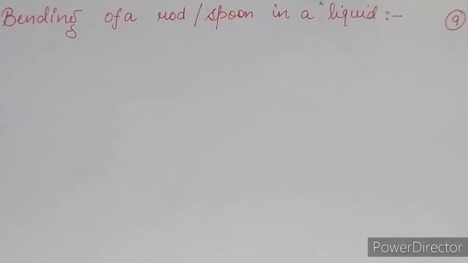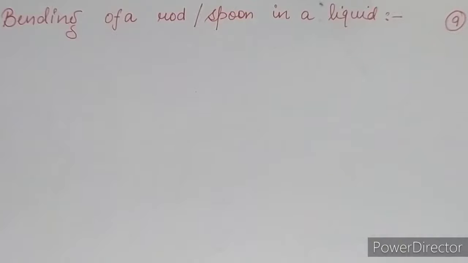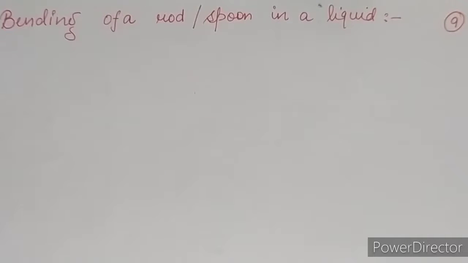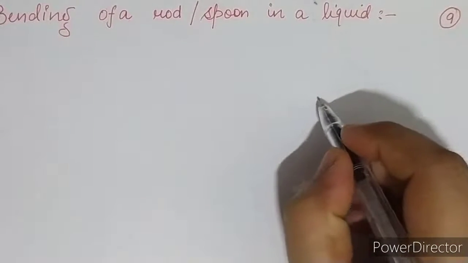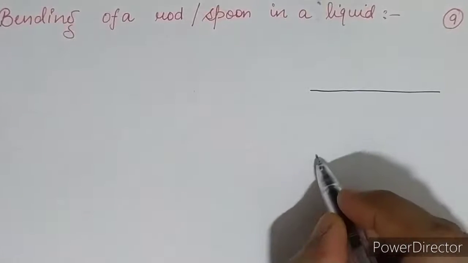Our next one is the apparent rise of the bottom of a liquid. Now we are going to start the bending of a rod or a spoon in a liquid. Whenever we see a rod or a spoon in a liquid, it appears slightly bent. How is this possible, and through which phenomenon does it happen? First of all, I will draw the diagram, so you can easily understand how it looks.